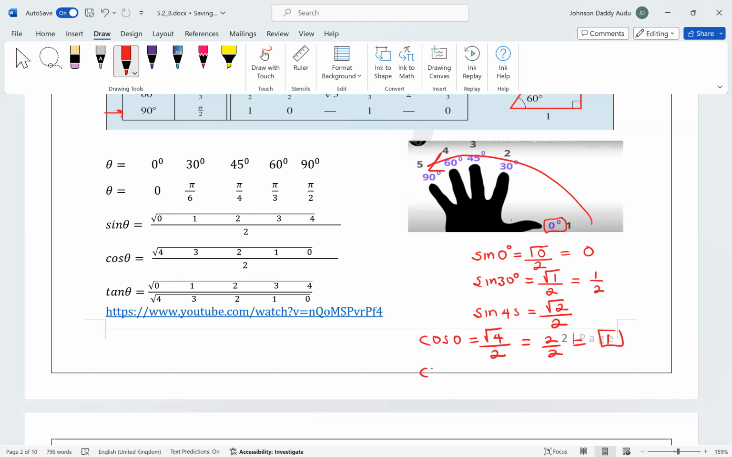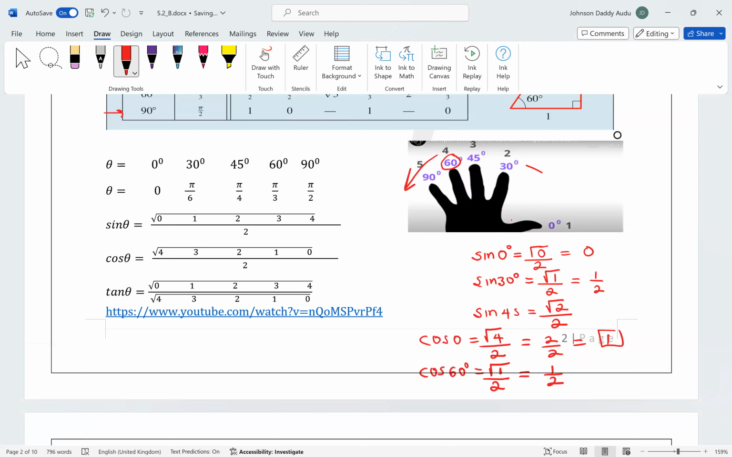Now let's just take one more for here. Let's go to cosine of what? 60 degree. If we want cosine of 60 degree, I just need to come here. Take your fingers. This is cosine. This is 60 degree. But remember, for cosine, we go left. So how many fingers do we have to the left? We have only 1. So it means it will be the square root of 1 divided by 2, which is just 1 over 2. So this is how we can find all of these ratios.